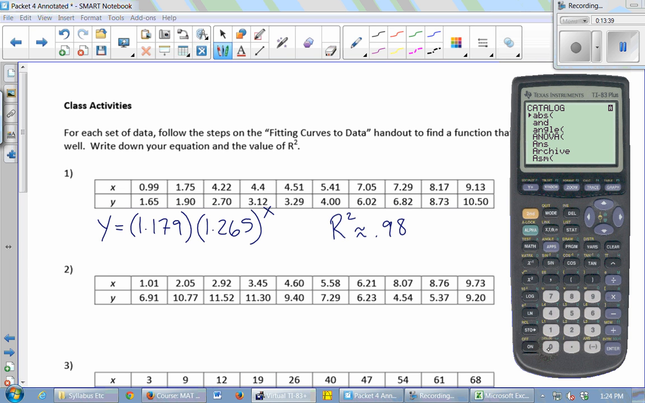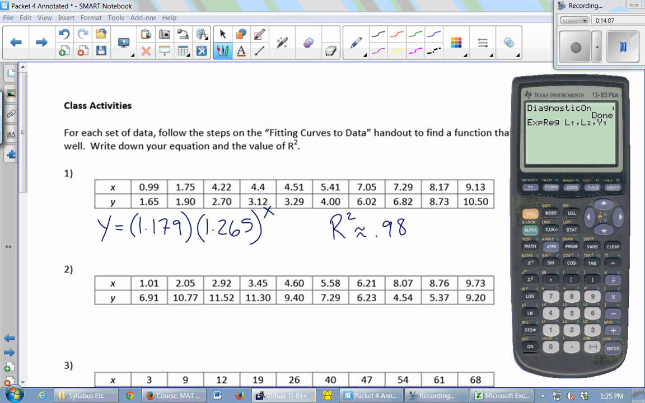Scroll down until you see diagnostic on. It's alphabetical, so you just got to scroll until you get to the D's. Diagnostic on. Press enter, enter. And now if you redo your regression, you should get an r squared value. Quick way to redo your regression is to hit second enter until it comes up, and then just press enter.